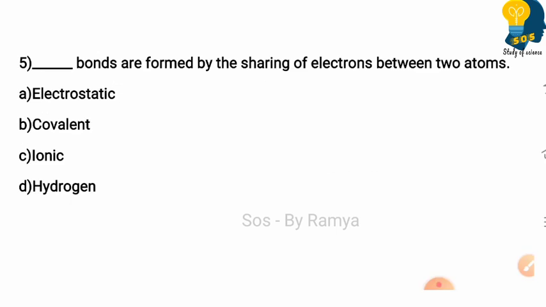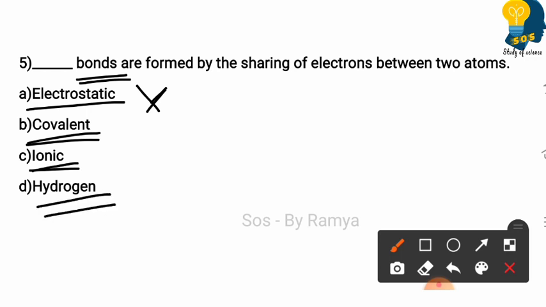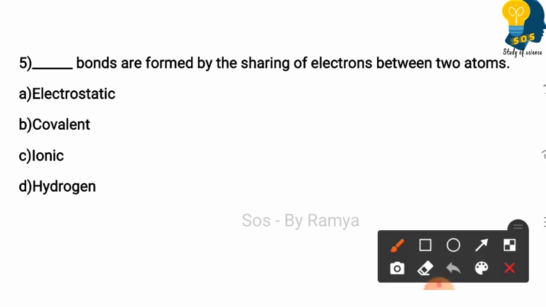So the next question is, dash bonds are formed by sharing of electrons between two atoms. And the options are option A electrostatic, option B covalent, option C ionic, and option D hydrogen. See, when we talk about electrostatic, it is actually a force, electrostatic force. So this is not the correct option. Covalent bonds are there, ionic bonds are also there. Now hydrogen is the name of an element. So now we have to think about these two options, that is covalent and ionic.